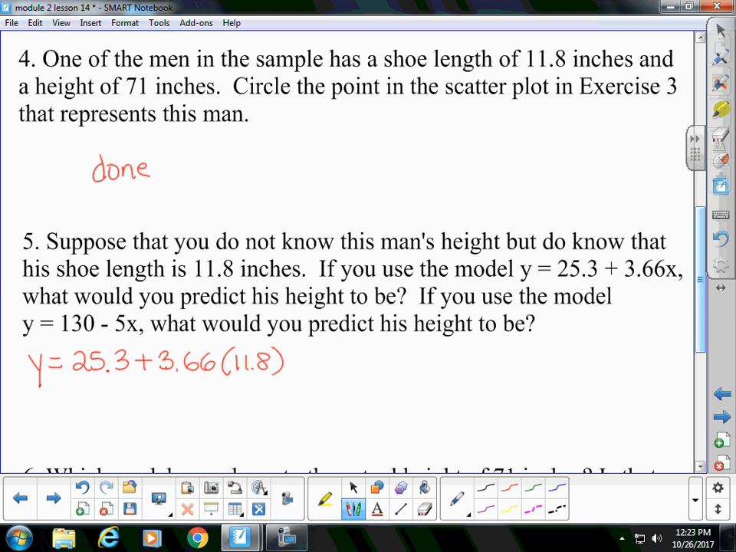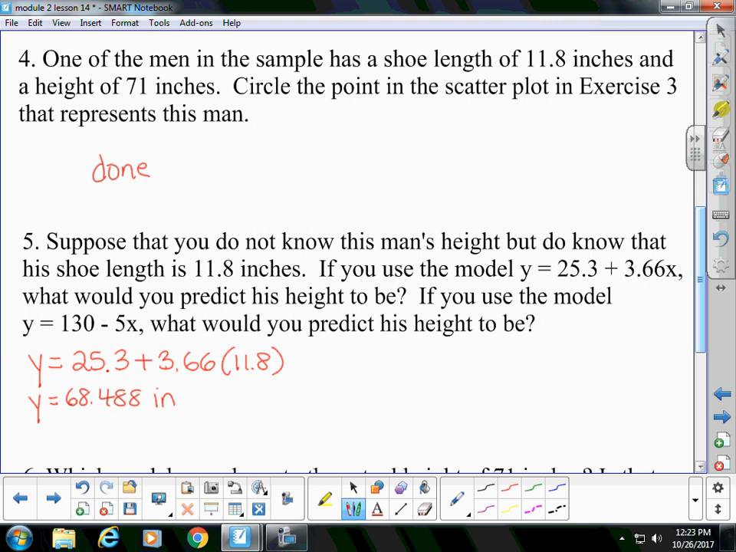Alright, so using my calculator, and I'm going to plug that in. So 25.3 plus 3.66 times 11.8. And I'm getting 68.488. So it's saying that that's how tall the guy would be, which we already knew that he was 71 inches, so that's a little off.